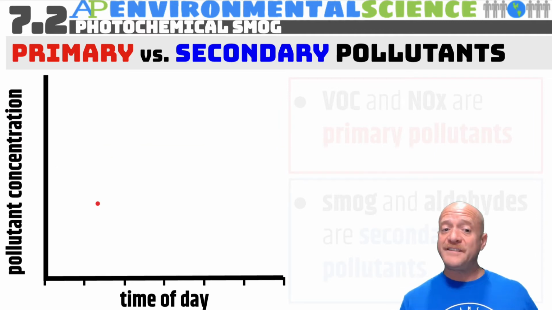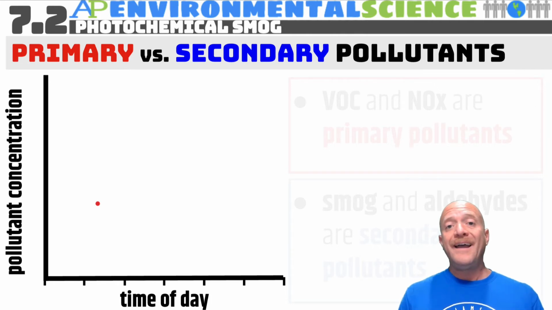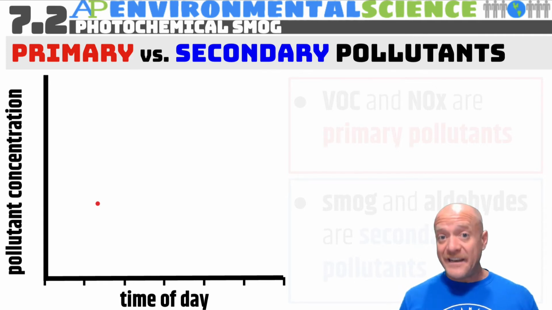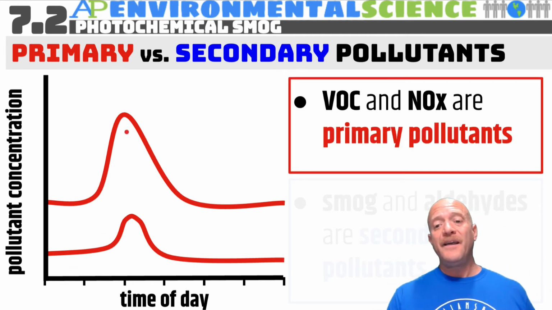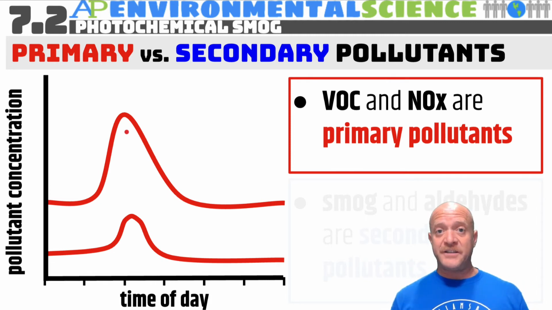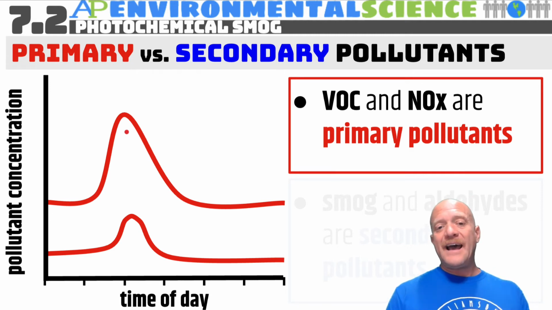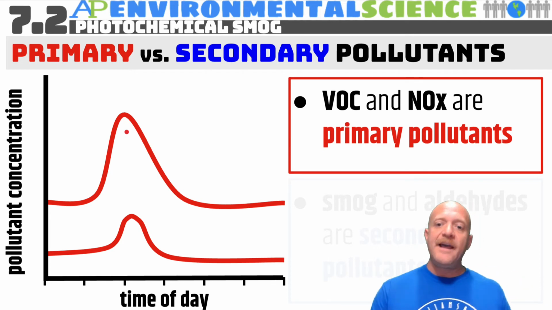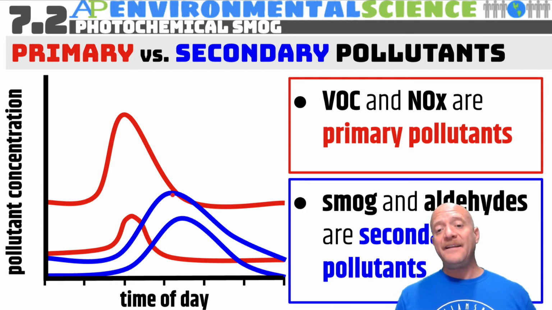Now we have primary versus secondary pollutants. So based on the time of the day, the first things that come out of the car are the primary pollutants. And photochemical smog is an example of a secondary pollutant. So the primary pollutants, you'll see them showing up in the beginning of the day. The VOCs and the NOxs, they are released from the operation of internal combustion engines, from the operation of motor vehicles. And then after it has a little bit of time to react with the sunlight, we're going to see another peak of pollutants later on in the day, and that is from the smog, and also you may see aldehydes as well.